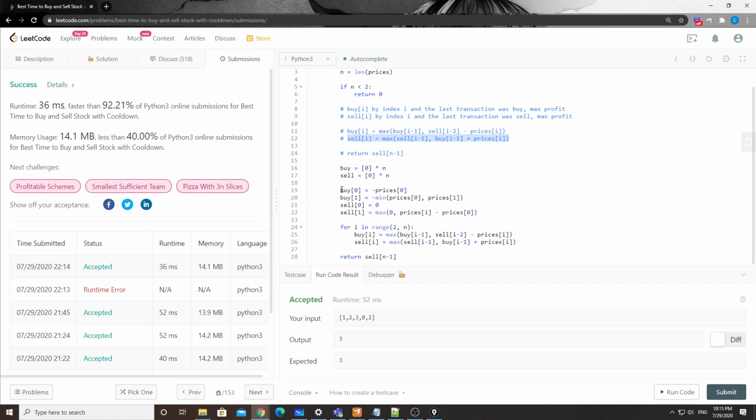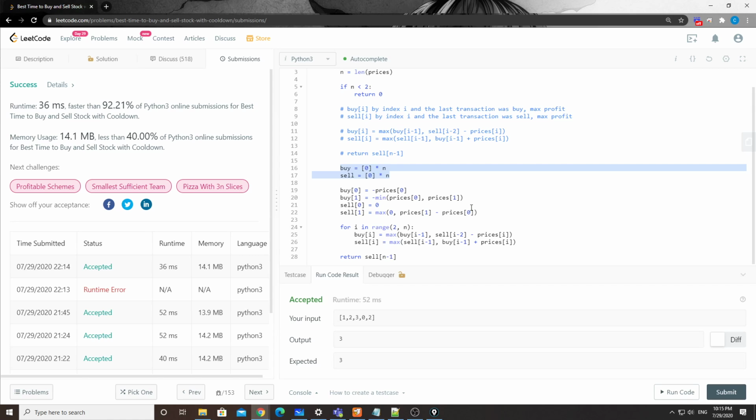The only cases we need to take care of first are these two base cases, since we are going back to i minus one. That's why I'm going to start with two here. As you can see, the time complexity for this is obviously O of n, and the space complexity is also O of n.